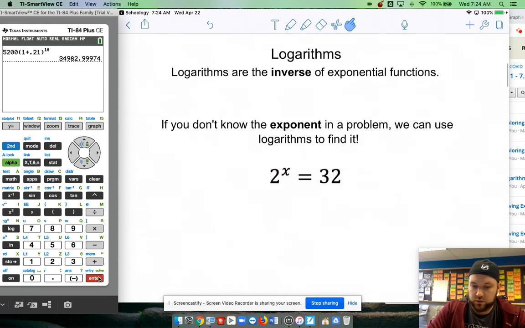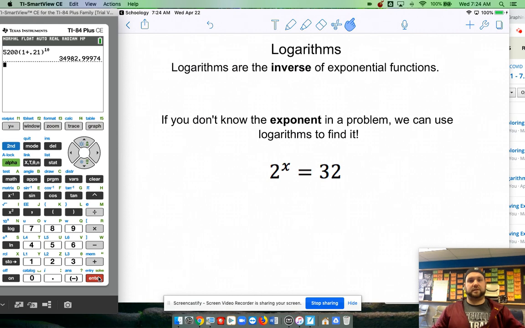Lots. Okay, so what is a logarithm? Just like division is the inverse or the opposite of multiplication, subtraction is the opposite of addition, square rooting is the opposite of squaring or the inverse of squaring something. A logarithm is the inverse of an exponential function.